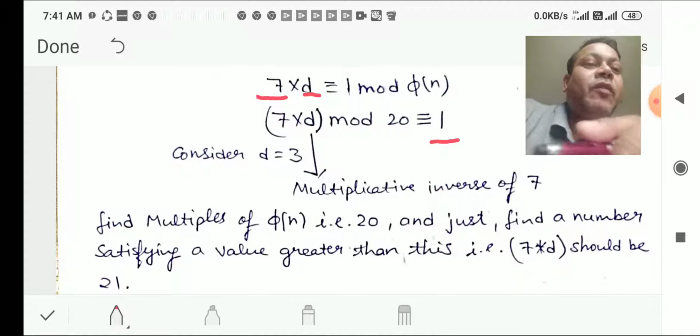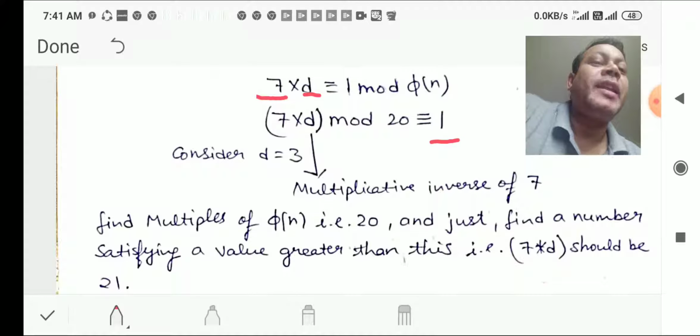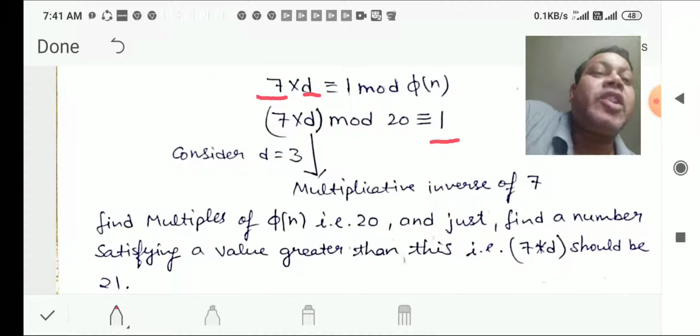So what would be the value of this D? I cannot take 1, because 7 into 1 mod 20 is all about 7. We are going to get remainder 7. If you take the value of D as 2, then 7 into 2 is 14. 14 mod 20 is again 14. We are going to get remainder 14.